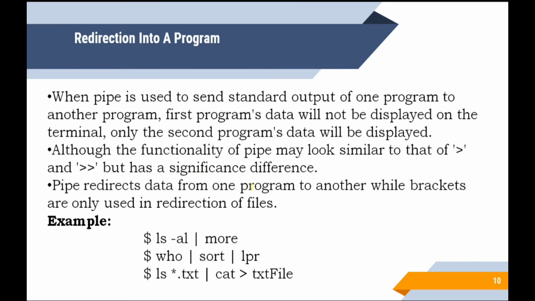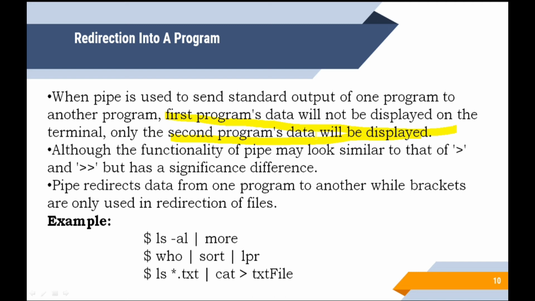Then, redirection into a program. When a pipe is used to send the standard output of one program to another program, the first program's data will not be displayed on the terminal. Only the second program's data will be displayed, because the first program's data will be given as an input to the second program. The output of the first command is not displayed on the terminal. Only the output of the second command will be displayed on the terminal.